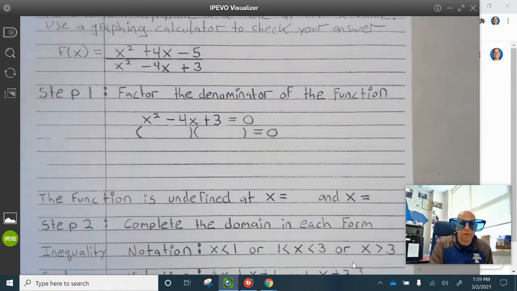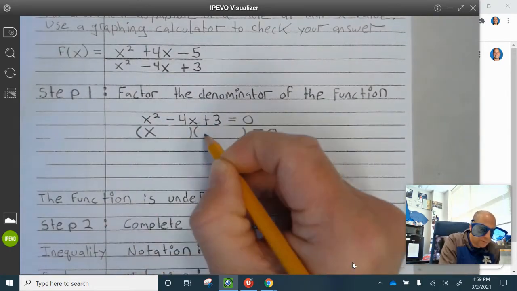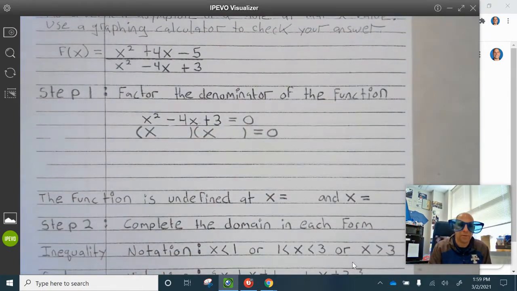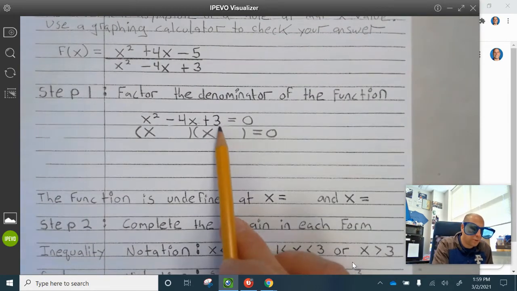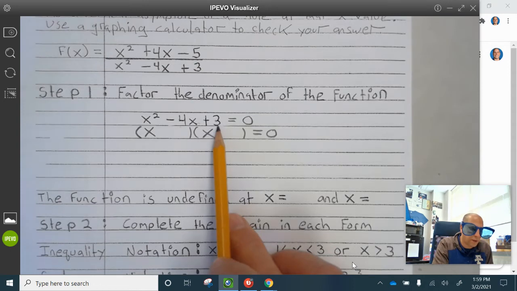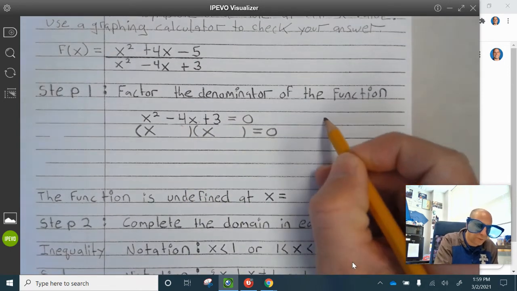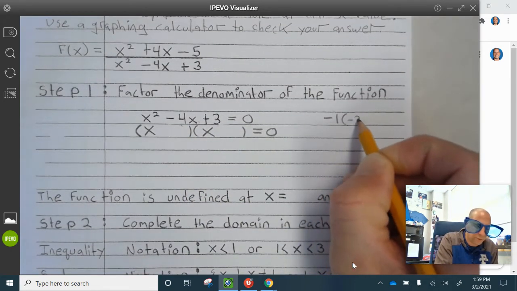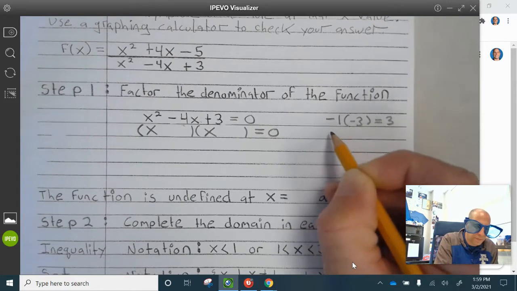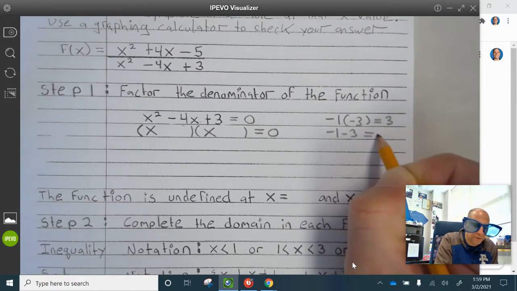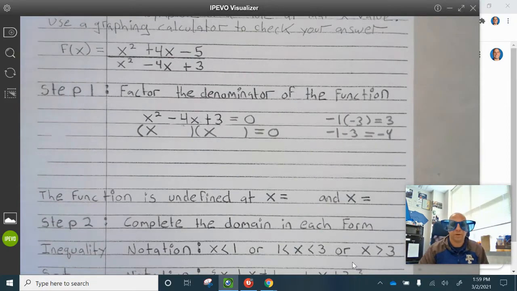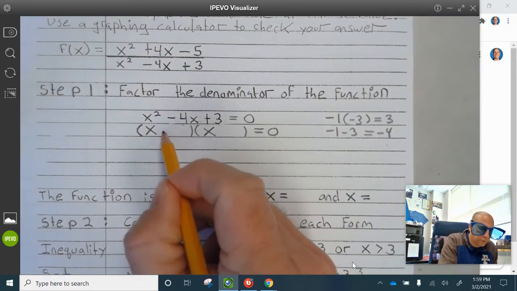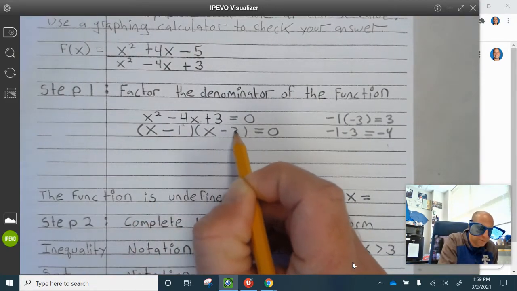equals 0. We know to get x squared, it's x and x. Now we need to find out what numbers multiply to give you 3 and combine to be negative 4. Well, in order to get a positive number by multiplying and a negative when combining, you have to multiply two negative numbers. So negative 1 times negative 3 is positive 3. Negative 1 minus 3 is negative 4. So our factors are x minus 1, x minus 3.